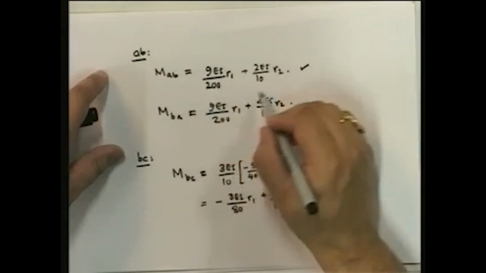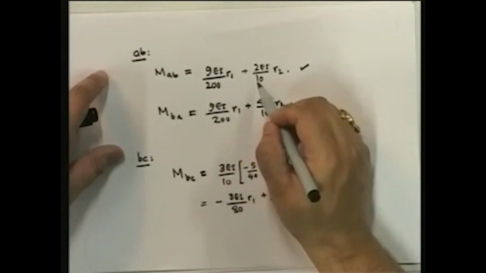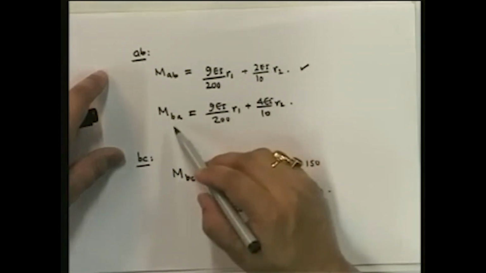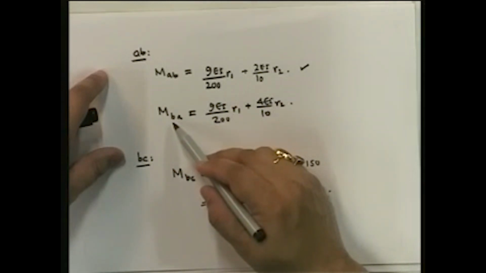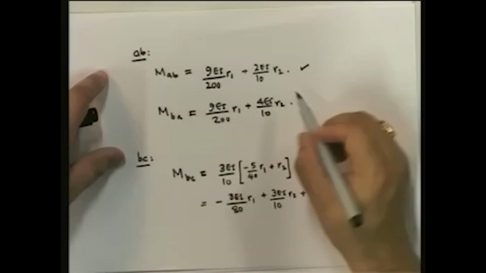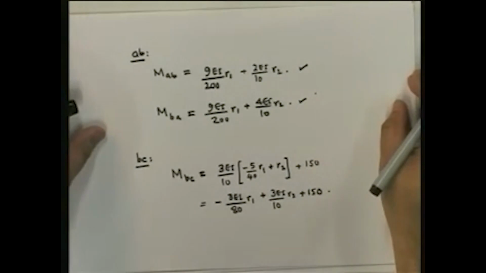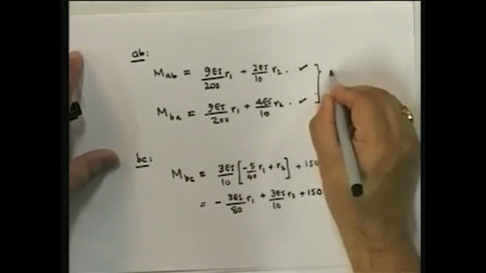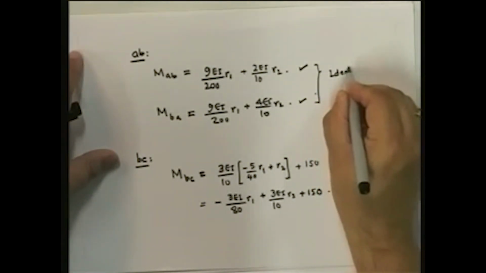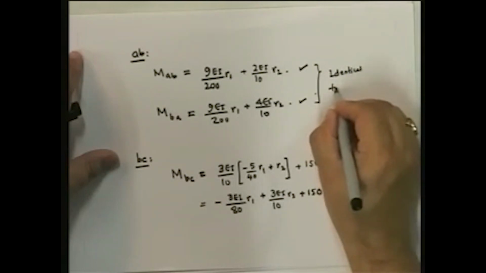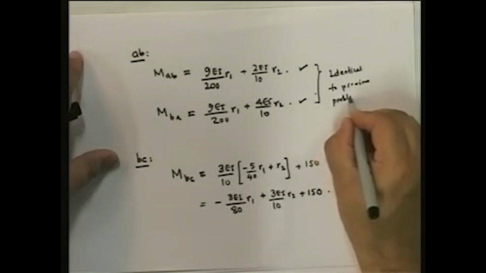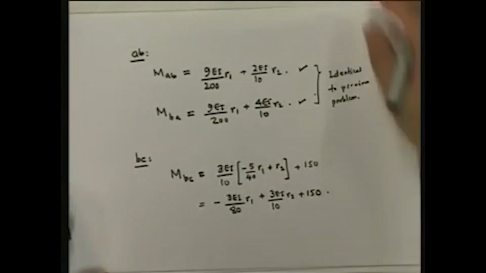If you substitute those into the force deformation relationships, you get MAB in terms of R1 and R2 in this manner. Similarly, if you substitute theta AB and theta BA in terms of R1 and R2 into the member end deformations, you get this MBA. This is identical to the previous problem. No change. Now let's look at BC.